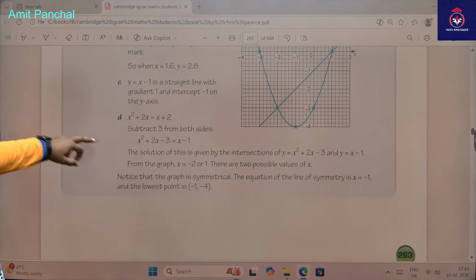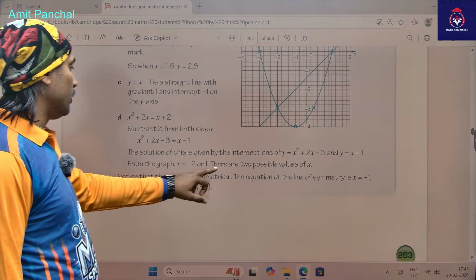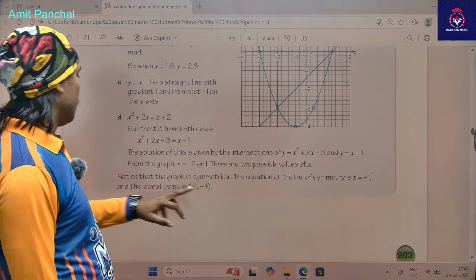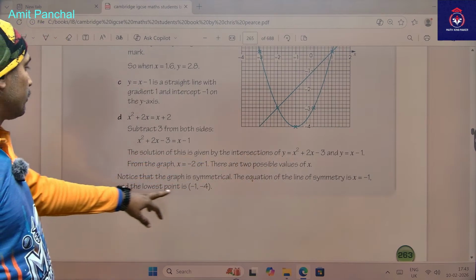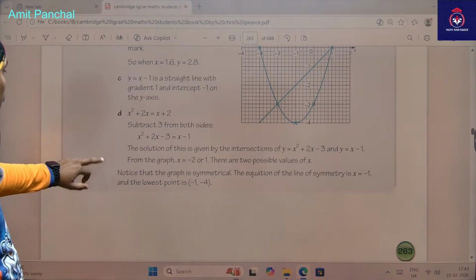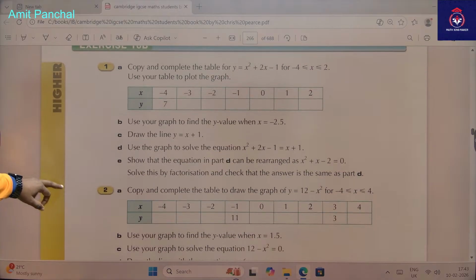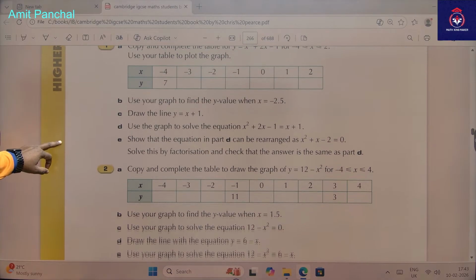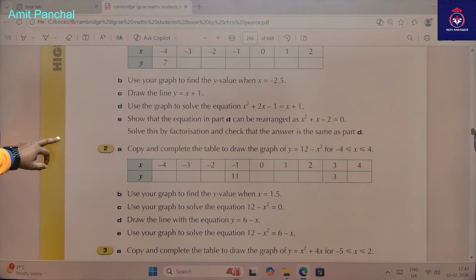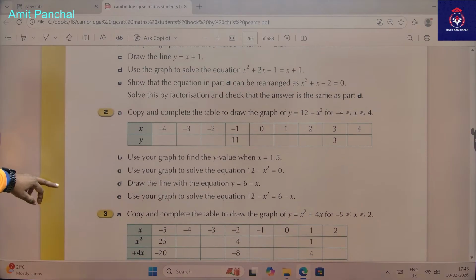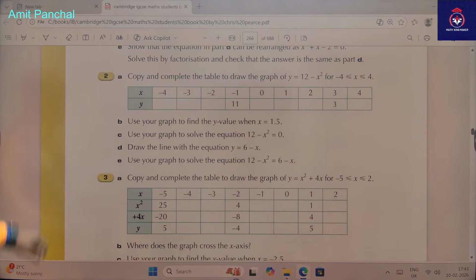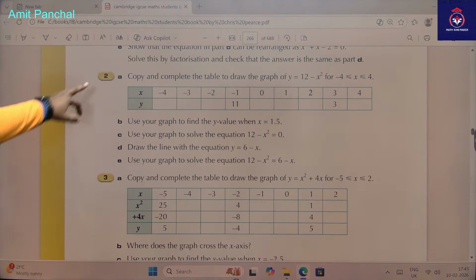Yes, sir. So from the graph, x equal to minus 2 or 1, there are two possible values of x. And the lowest point is minus 1, 4. Now you got it? Yes, sir. Would you like to try a question? Yes, sir. This one, just try the second question.